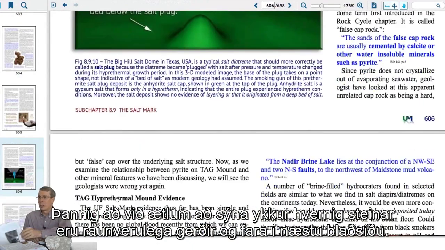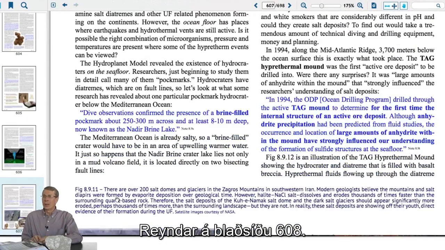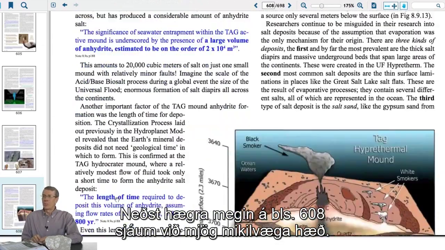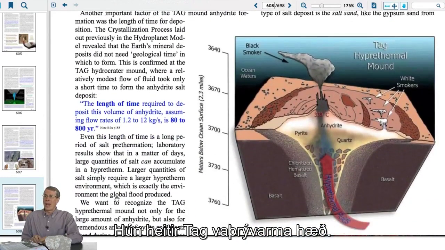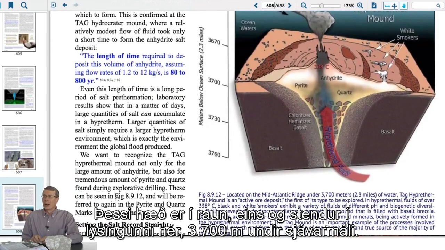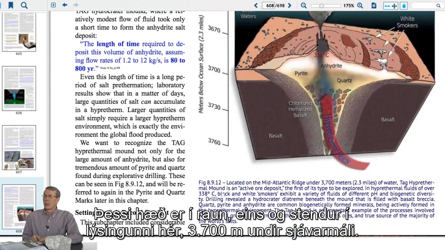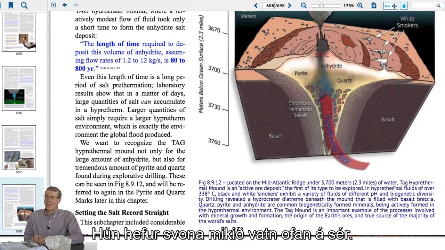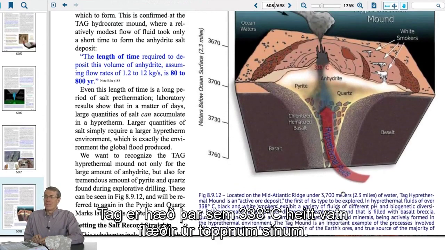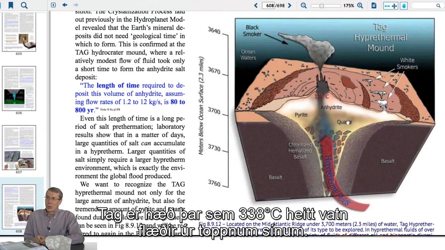We're going to go down to the next page here, page 608 actually. And right here in the bottom right-hand corner of 608, we're going to see a very important mound. This is called the TAG Hyperthermal Mound. And this mound is actually, like it says in the figure description down here, 3,700 meters below, or 2.3 miles below the surface of the ocean. So it has this much water over the top of it. And TAG is a mound that has 338 degree water coming right out of the top of it here.